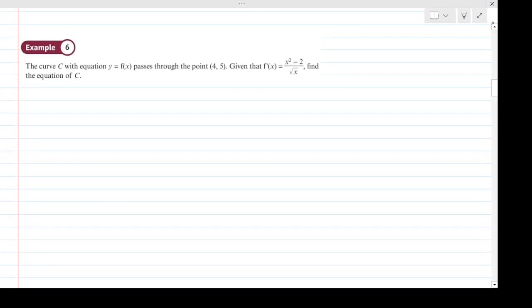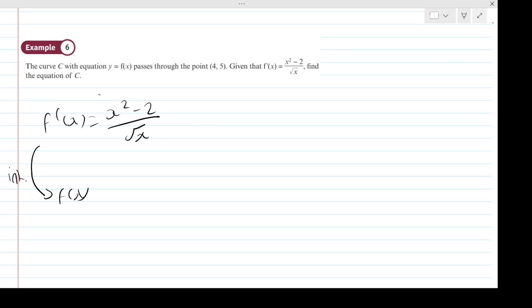So we have this example. We are told the curve C with equation y = f(x) passes through the point (4, 5). We're given that the derivative f'(x) is equal to (x squared minus 2) over root x. We need to find the equation for C, so we need to find f(x). But we've got f'(x), the derivative, so to get to f(x), we need to integrate. It's not just in powers of x that I can easily integrate. I need to use power laws and split things up to simplify, to get it as powers.